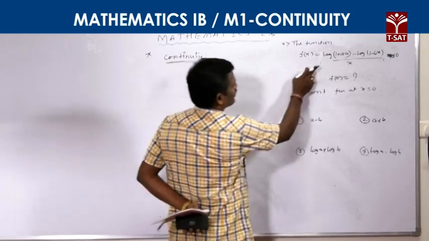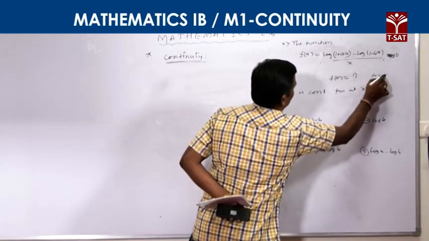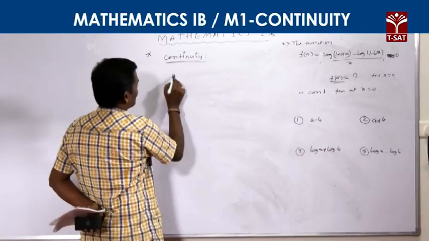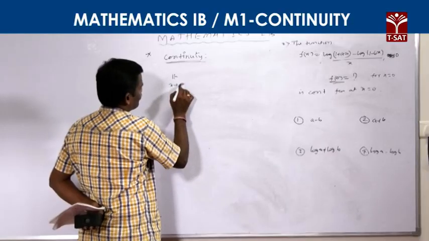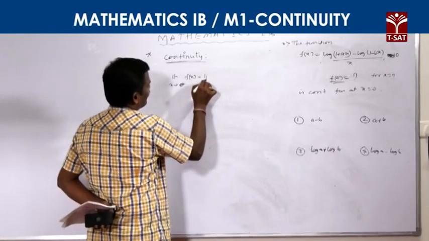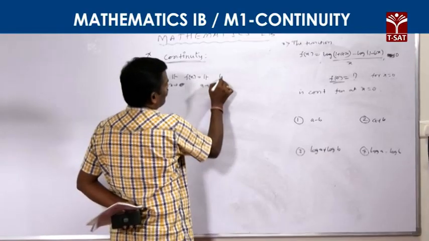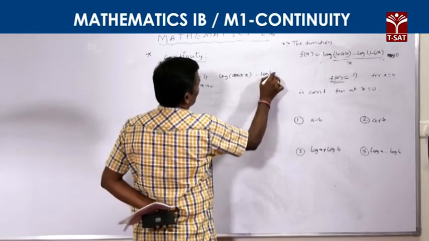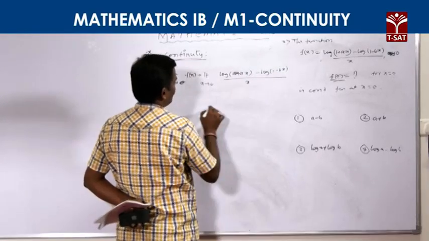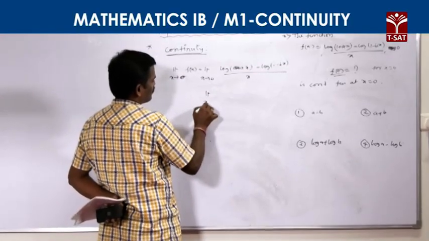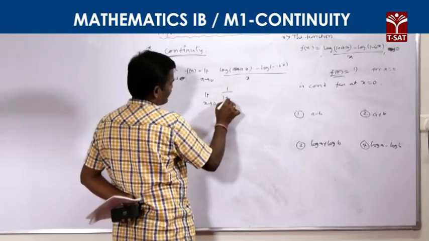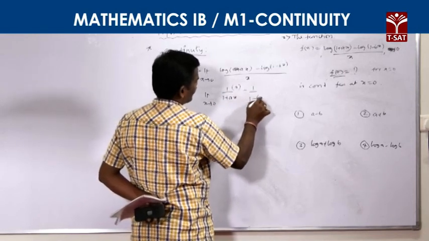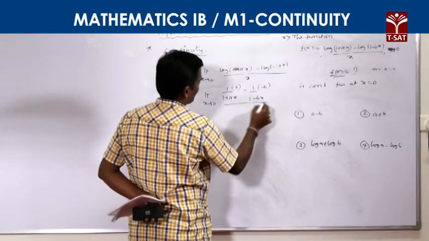So already this function is given for x not equal to 0. For x equals 0, we need to check. We use the condition: the function is continuous, so the limit as x tends to 0 of f of x. What is f of x? Log of 1 plus ax minus log of 1 minus bx by x. So here L'Hospital rule applies. Limit as x tends to 0: derivative of log of 1 plus ax is 1 by 1 plus ax times derivative of ax, which is a; minus 1 by 1 minus bx times derivative of minus bx, which is minus b; by derivative of x, which is 1.